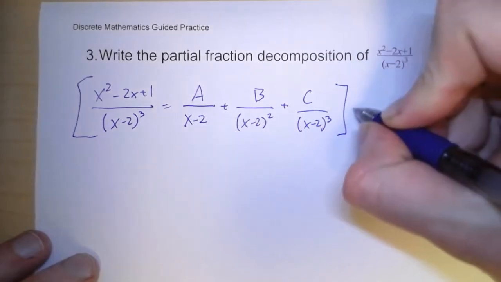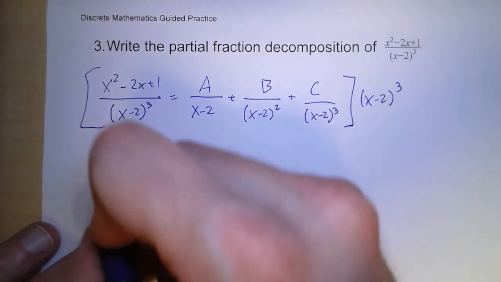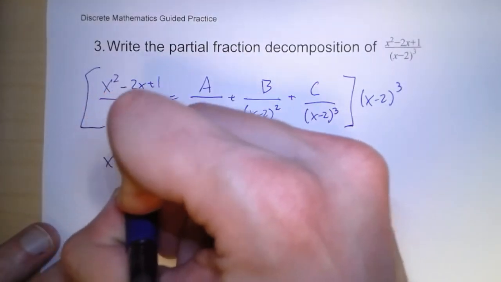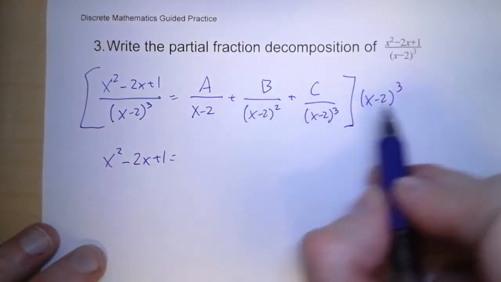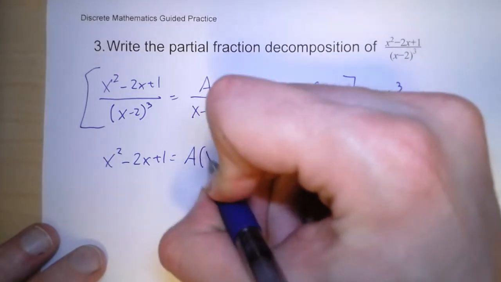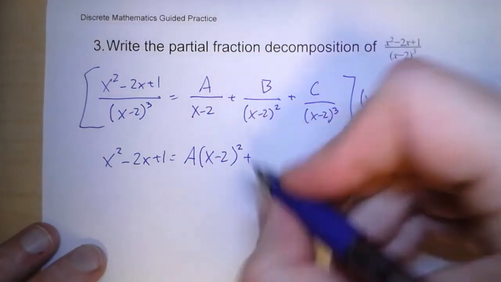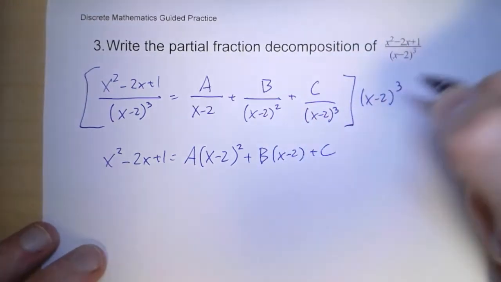So we'll multiply this by x minus 2 cubed. When we do that, this cancels away, so we're left with x squared minus 2x plus 1. One of the x squareds will cancel, leaving 2 of them. So x minus 2 squared. Here 2 of them cancel, leaving 1 of them. x minus 2 plus c.